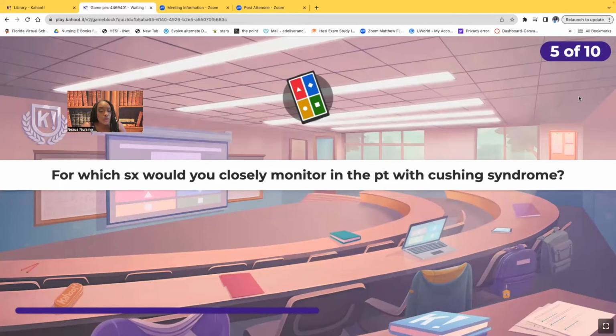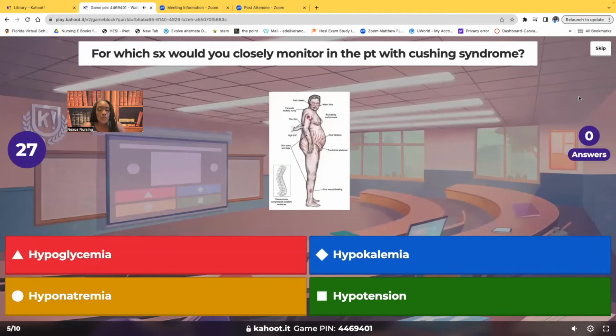For which symptom would you closely monitor the patient with Cushing syndrome? What would you be most concerned about with your patient that has Cushing syndrome? Would it be hypoglycemia? Would it be hypokalemia? Would it be hyponatremia? Or would it be hypotension? I answered this already, guys, when I was explaining something else. Everyone should get this correct.